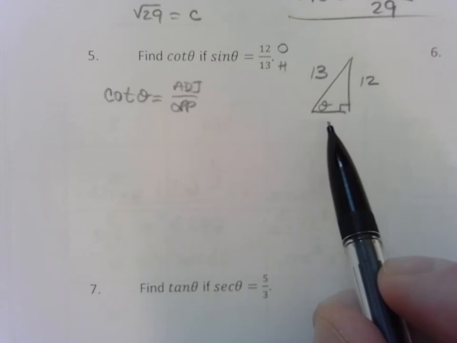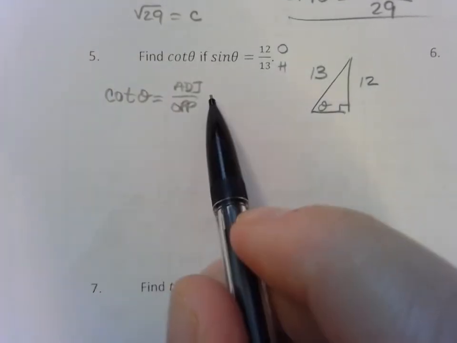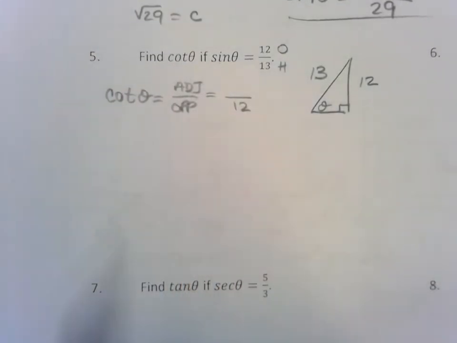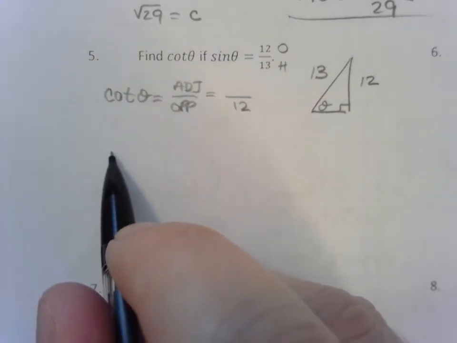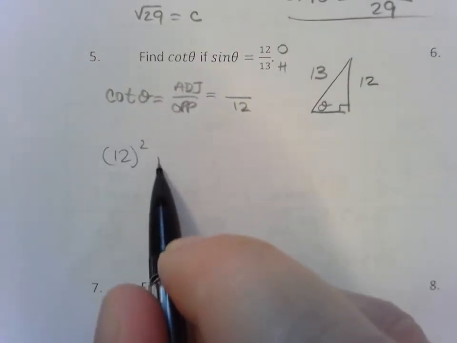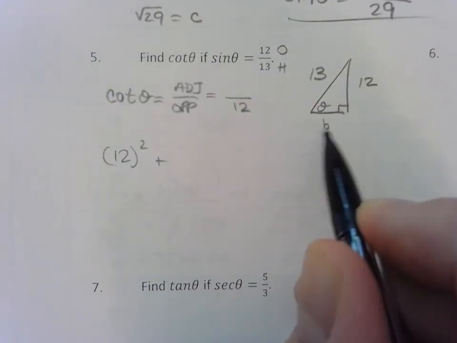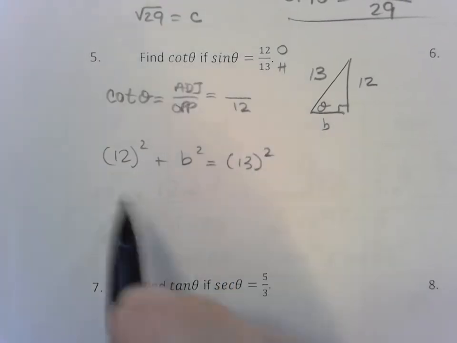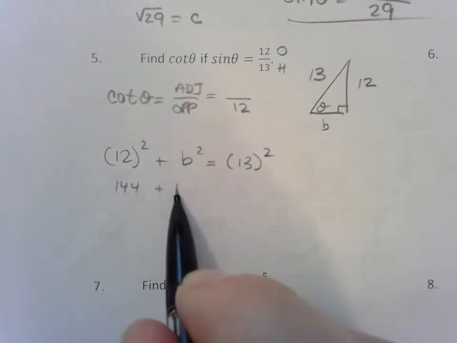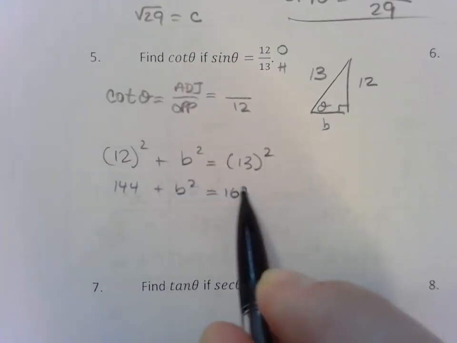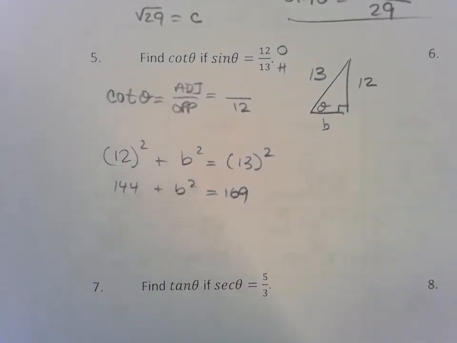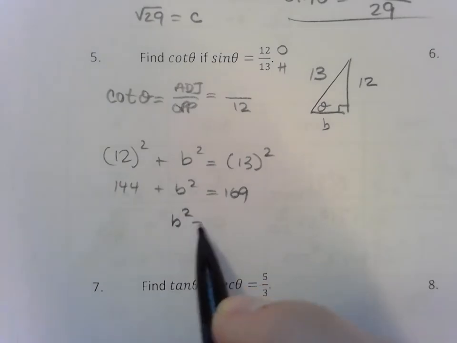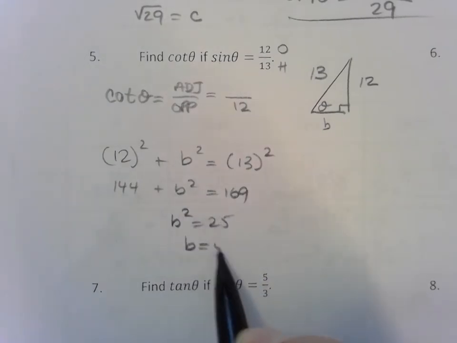What we're going to do is we're missing the adjacent side. We know the opposite side is 12. We need to find this adjacent side. So we're going to do 12 squared plus, we'll call this b, b squared equals 13 squared. 144 plus b squared equals 169. Why don't we go ahead and subtract 144 from both sides? We get b squared equals 25, or b equals positive 5.